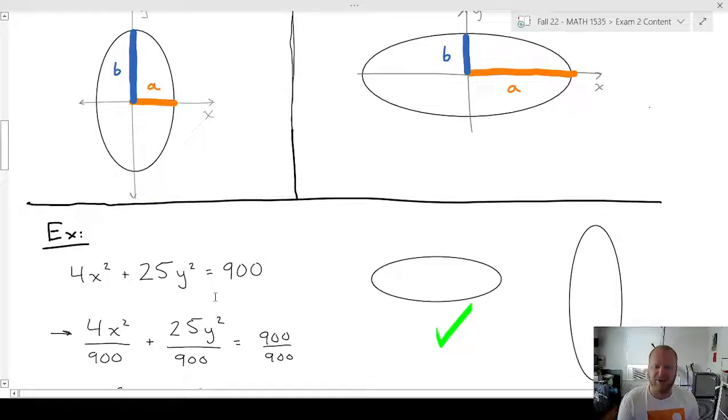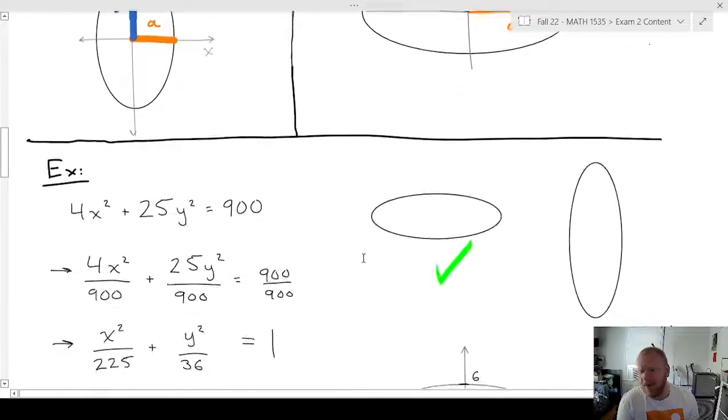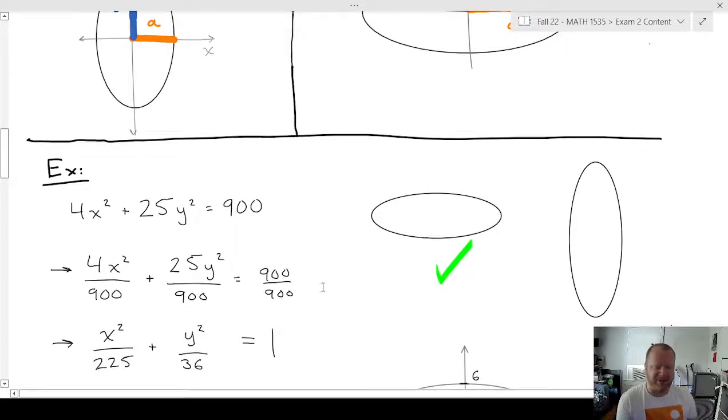But in order to get this in the right form, remember we want x squared over a squared plus y squared over b squared is equal to 1. So we always want it to be equal to 1 on that right-hand side. And so my first step is to divide everything by 900 because I want that 1 on the right-hand side. So what I'll end up with is x squared over 225, y squared over 36, and that's equal to 1.